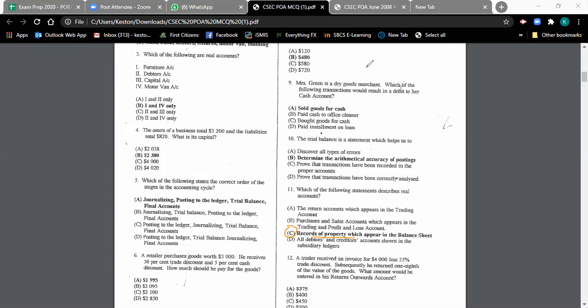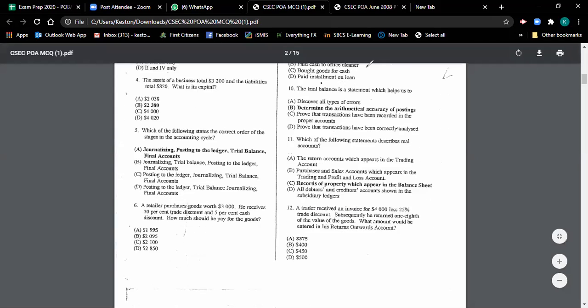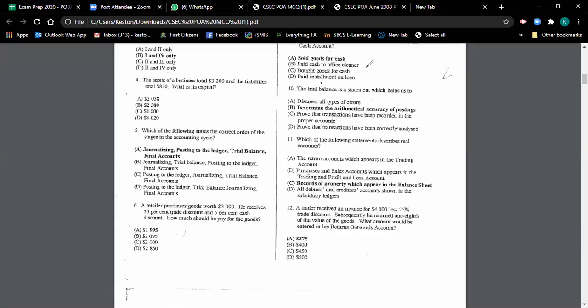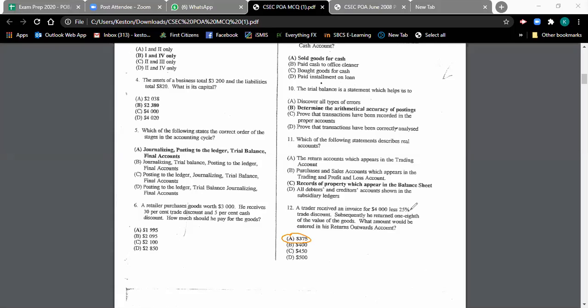12. A trader received an invoice for $4,000 less 25% trade discount. Subsequently, he returned 1/8 of the value of goods. What amount would be entered in his returns outwards account? Yep, this is a repeater as well. Correct answer is 375, right?